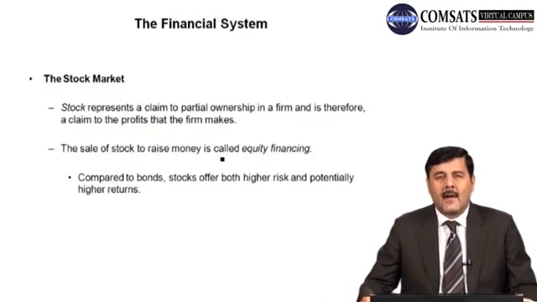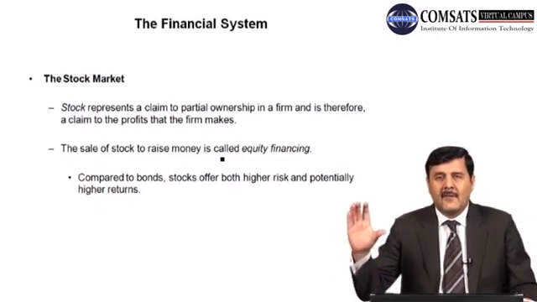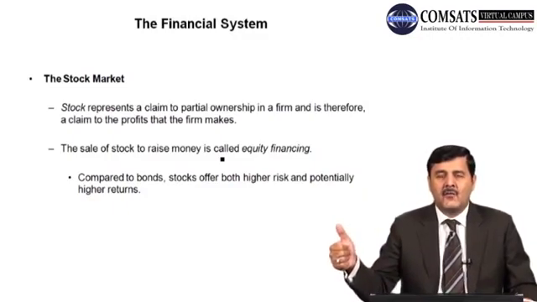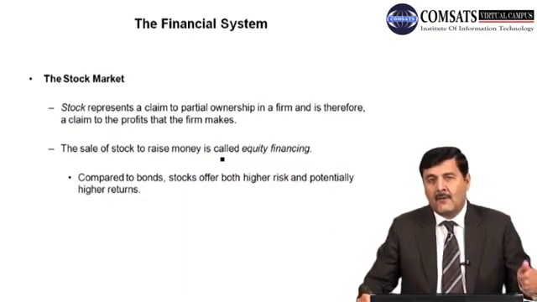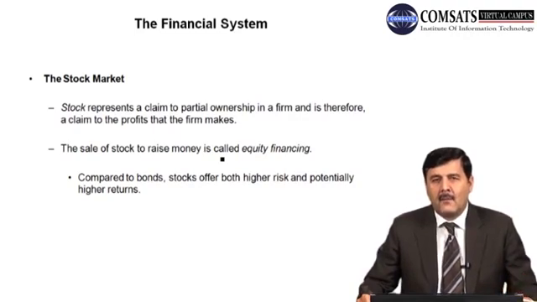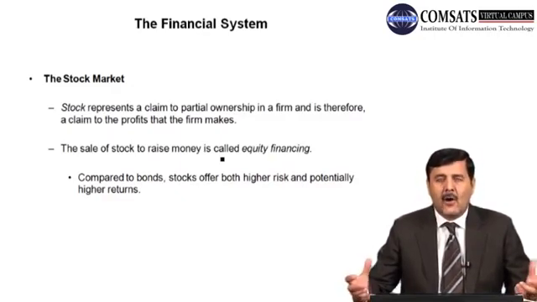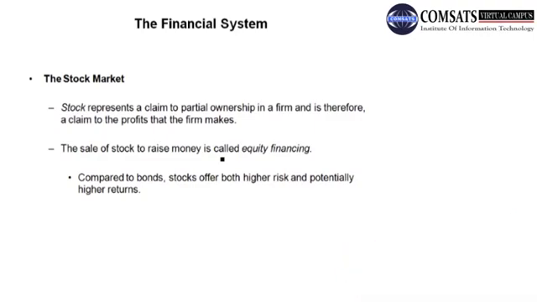Next type of financial market is the stock market. We are discussing the first category of financial institution within the financial system, which is the financial market. Financial market को हमने शुरू किया. That financial market has different types of markets, like one we have already discussed, which is the bond market. Now a second financial market in any economy is the stock market. Stock represents a claim to partial ownership in a firm and is therefore a claim to the profit that the firm makes, right?